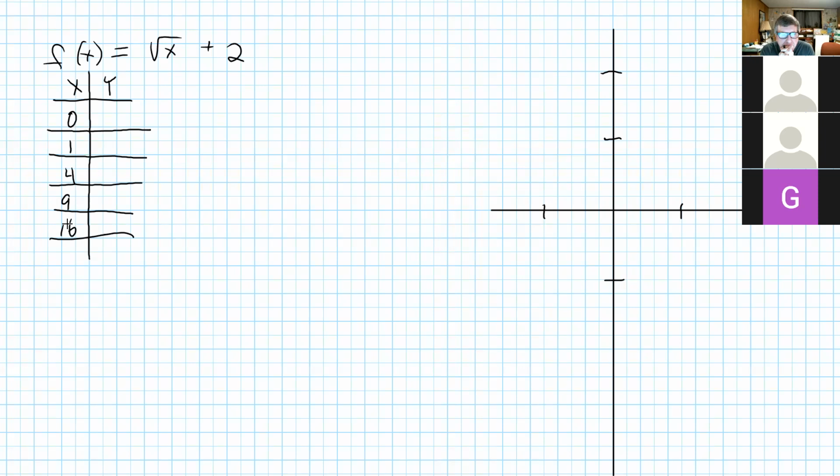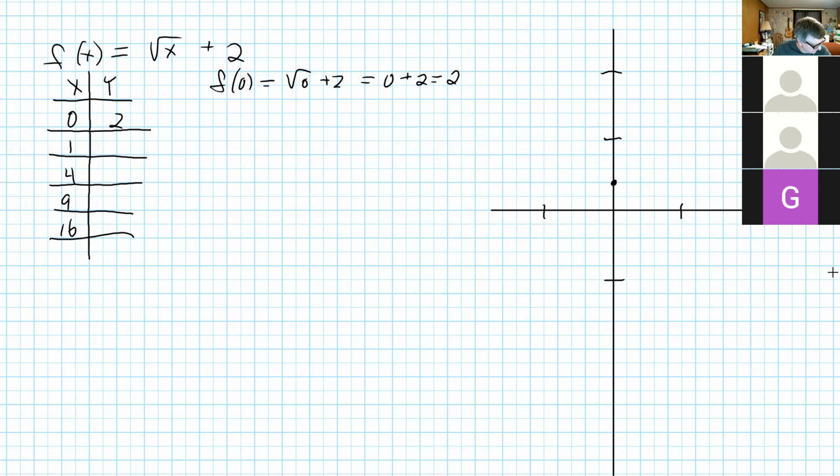They are all perfect squares. Right. And if you unsquare a perfect square, you get a nice number. So they deliberately didn't pick something like 0, 1, 2, 3, and 4. They picked numbers that would work out nicely. So f of 0 is the square root of 0 plus 2, which is 0 plus 2, which is 2. So far, so good?